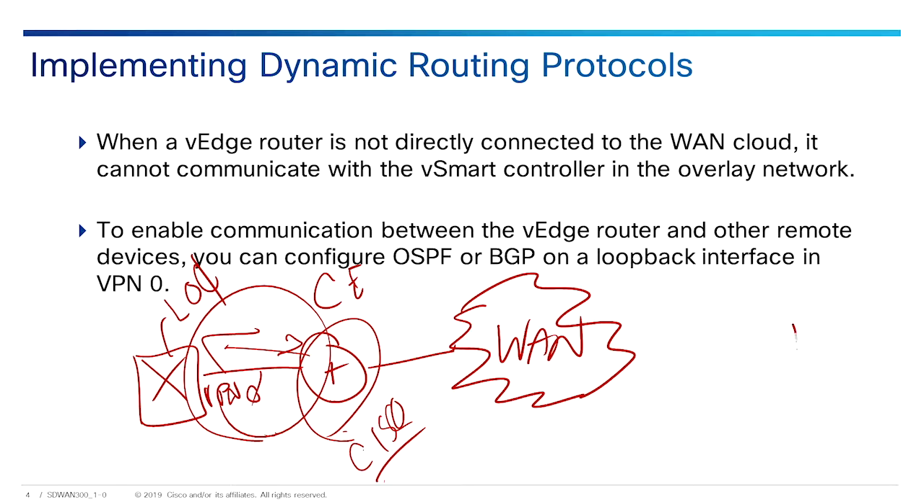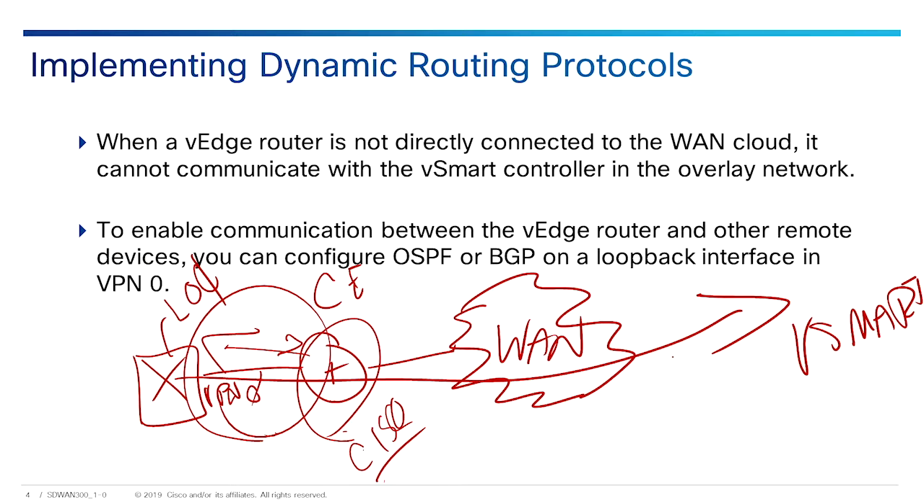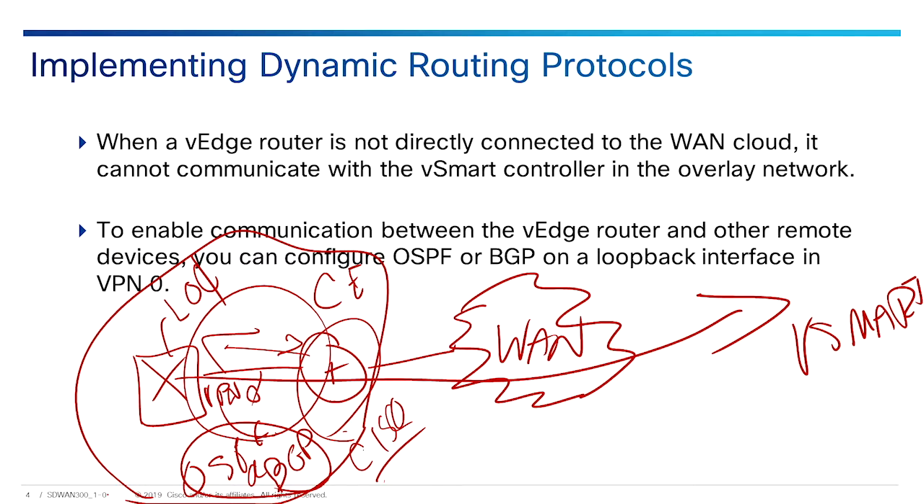So if our vSmart is back over here, or this device is what's providing our internet access, we still need to route back through that other device, okay? So since we're not directly connected to the WAN cloud, the vEdge router can't communicate with that vSmart controller in the overlay network. But we still need to enable connectivity to the vSmart and other devices. So what we can do is configure OSPF or BGP in this domain right here. Okay? And I know that's a little scribbly, but if you've been following along, you can see how I was adding stuff to it. Okay?